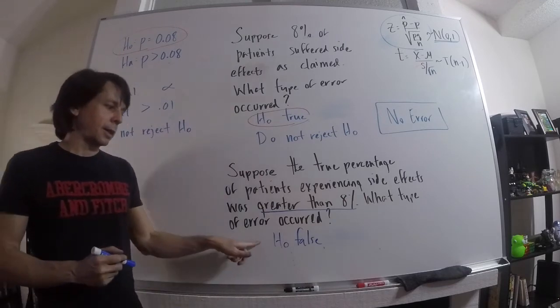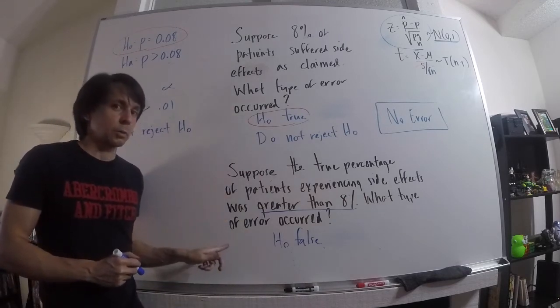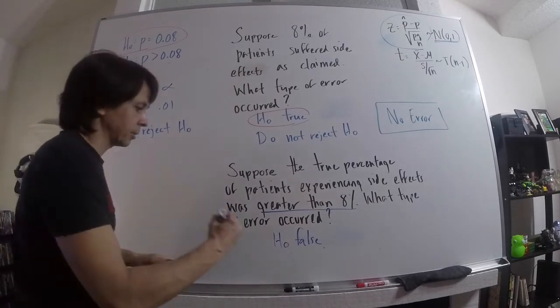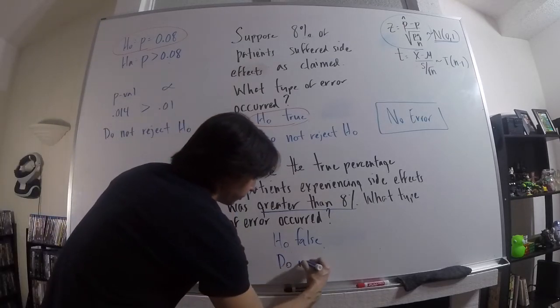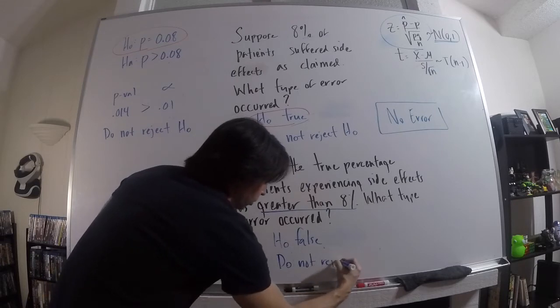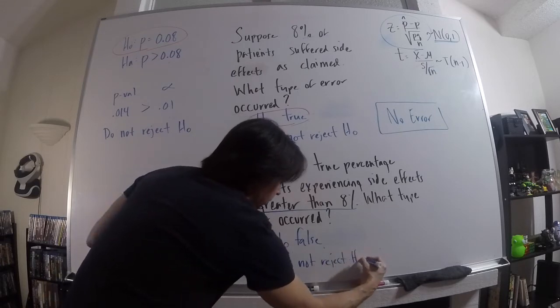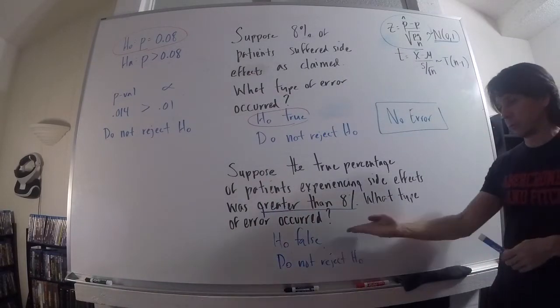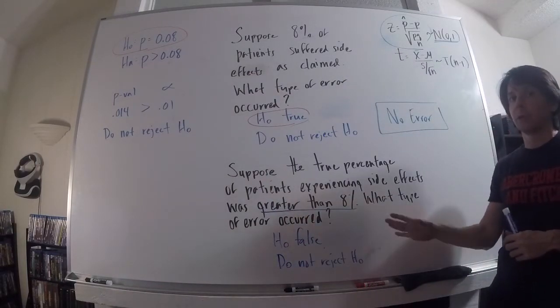That means the company was lying. So suppose the company was lying. What type of error did we make? Well, we did not reject it, meaning we believed them. We let them off the hook and they were lying all along. Is that an error or is that the correct decision? They lied, we didn't call them out. It was definitely an error.